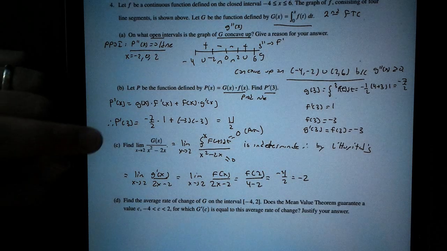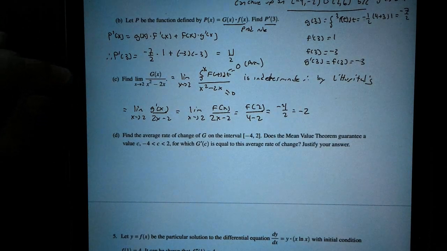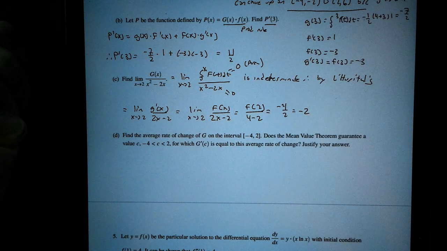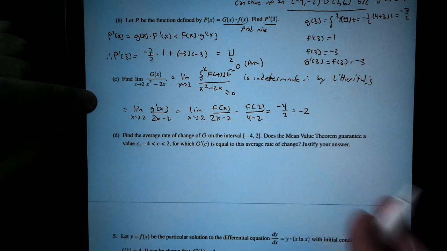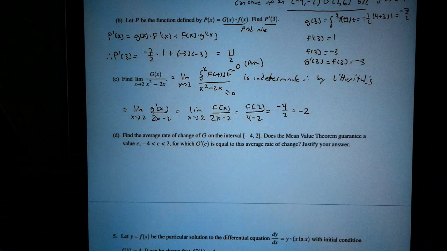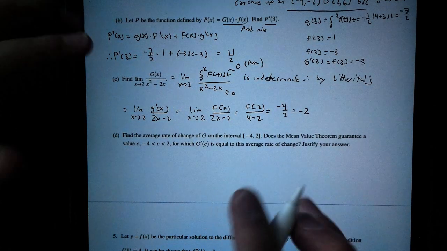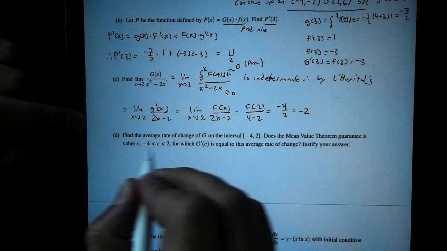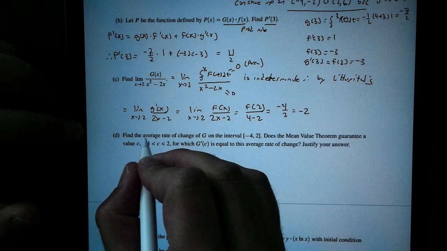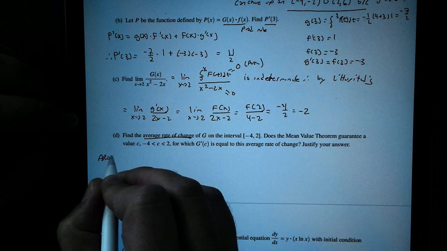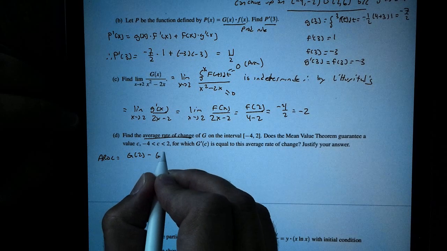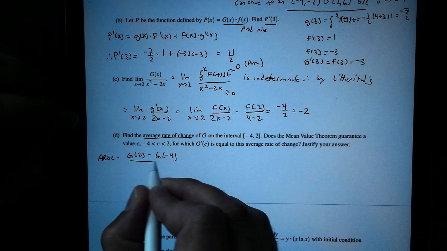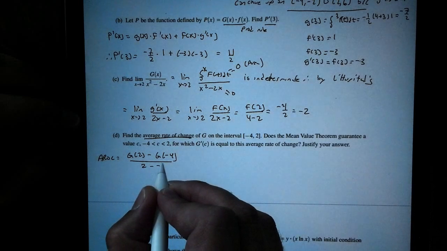All right, part D. We're mathematicians. We love part D. The first question says, find the average rate of change of g from negative 4 to 2. Does the mean value theorem guarantee that there will be a value for which that will be equal? Justify your answer. So let's do the first part. Let's find our average rate of change. That's going to be g of 2 minus g of negative 4, all over 2 minus negative 4.